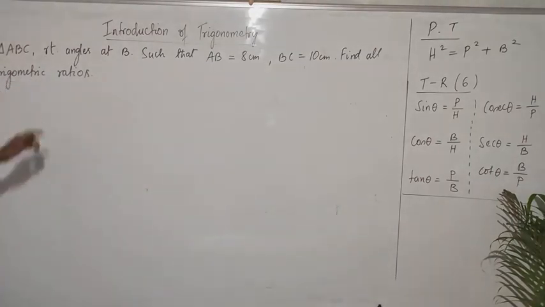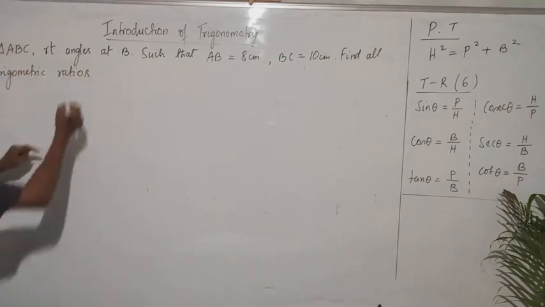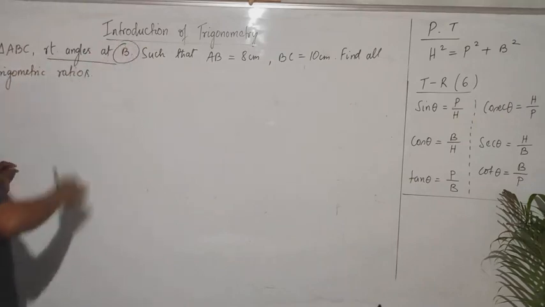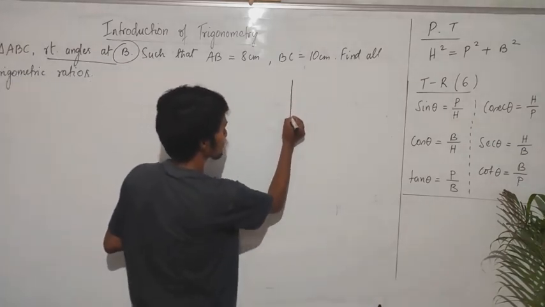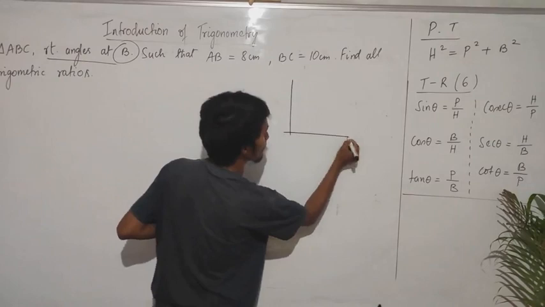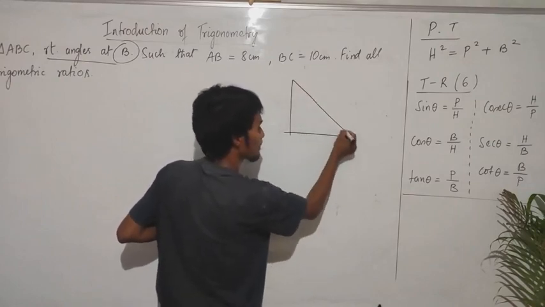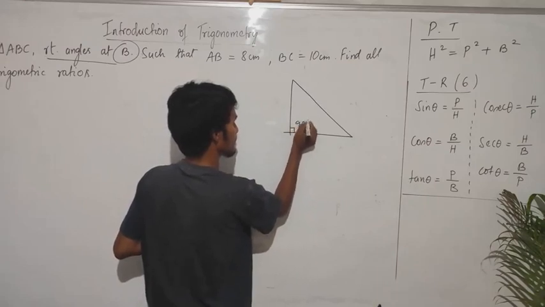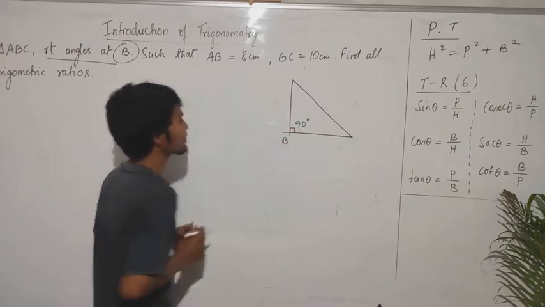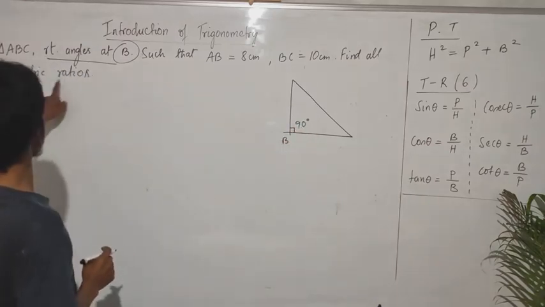Okay, let's start this question. In triangle ABC, let's draw this triangle. Right angle at B. Okay, find all the trigonometric ratios.